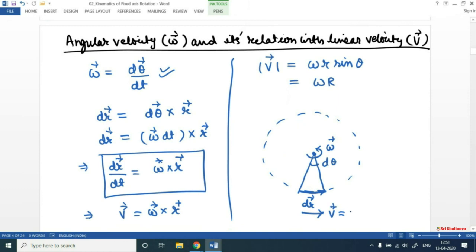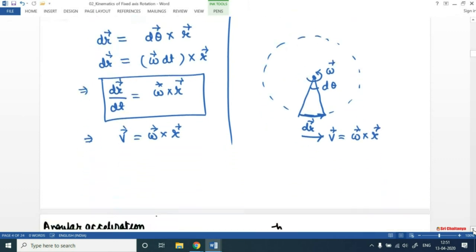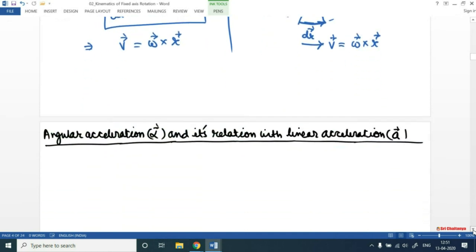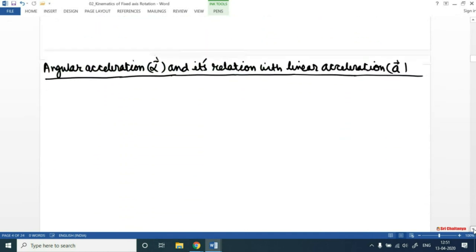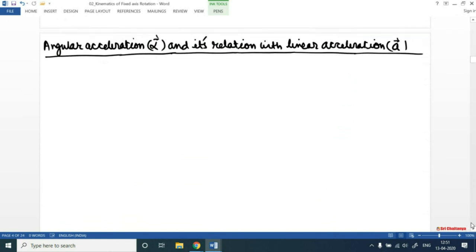V is basically omega cross r. So velocity here is along the tangential direction. So that is the relationship between angular velocity and linear velocity. Similarly, we can have a relationship between angular acceleration and linear acceleration as well in case of fixed axis rotation.